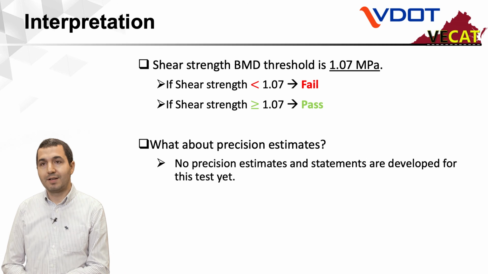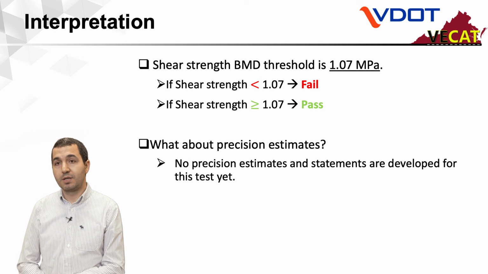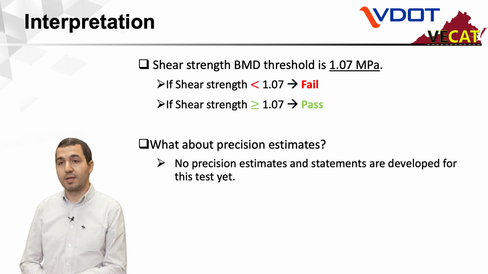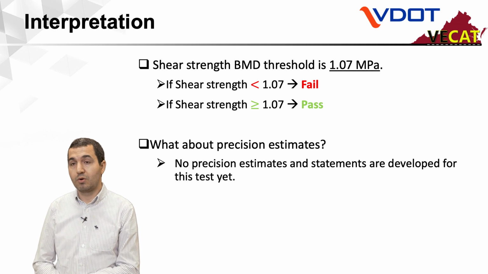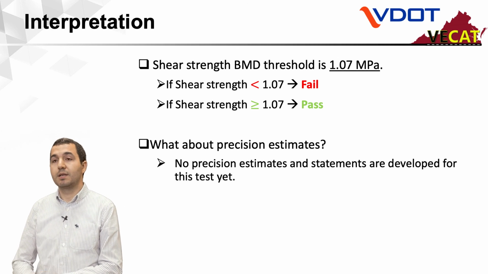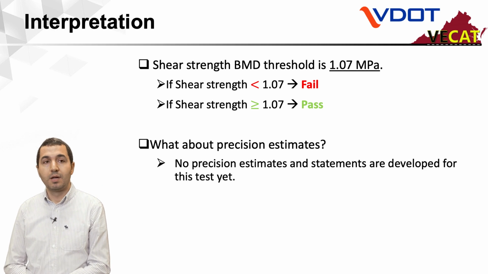For example, if you have a shear strength less than 1.07 megapascal, your mixture is susceptible to rutting in the field. On the other hand, if you have a shear strength of 1.07 or more, then you are passing the criteria and have a mix that is rut resistant.